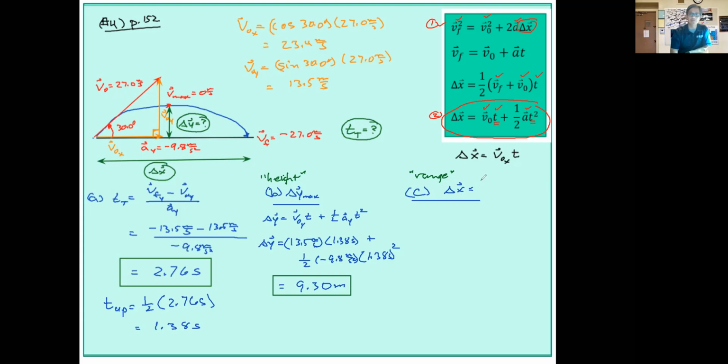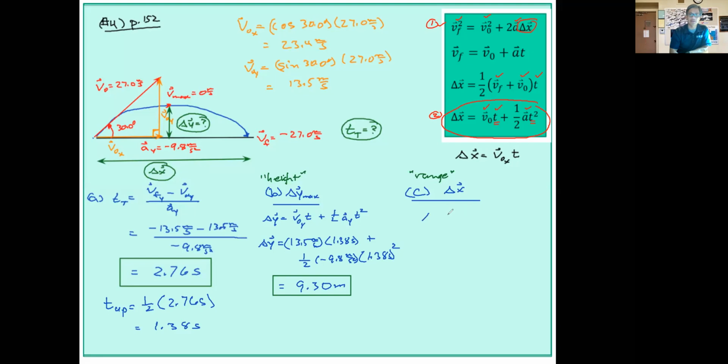Okay, let's go ahead and solve for the range. To solve for the range, which is the horizontal distance, this becomes very simple because there's only one equation we use to solve for anything that occurs along the horizontal. Remember, along the horizontal, there's no acceleration. The velocity is constant. So to find the displacement, we will use that equation, the one I have listed for you right here.